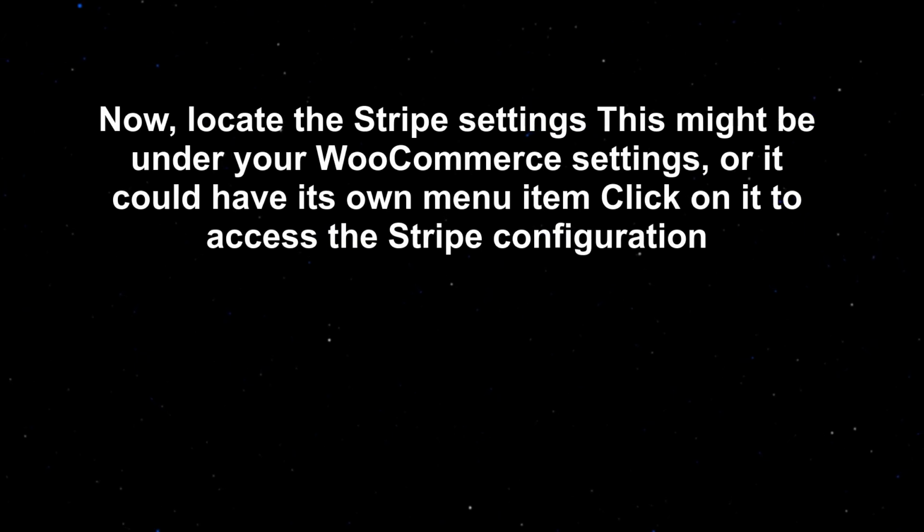Now, locate the Stripe settings. This might be under your WooCommerce settings, or it could have its own menu item. Click on it to access the Stripe configuration.